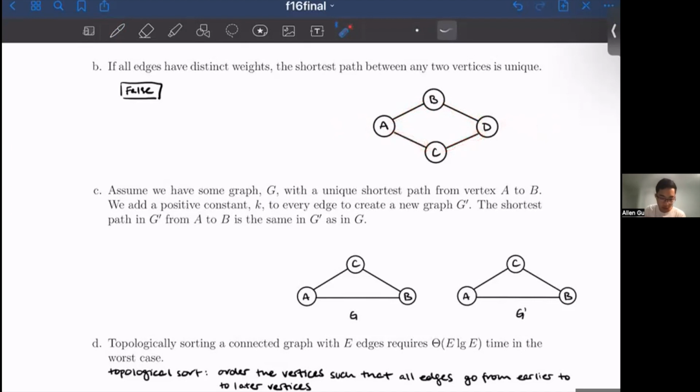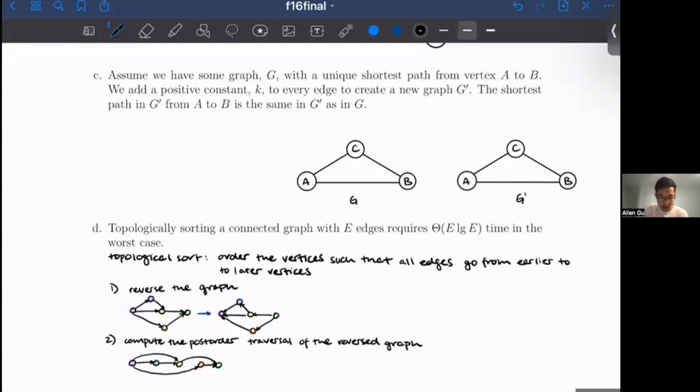Let's try to find a combination of edges with distinct weights such that the shortest path can be either of these 2 paths, here or here. We can try a couple of numbers, but we'll find that one example that works is setting these to 1 and 4, and then these to 2 and 3. Because if we take a look at the path length for either of these paths, they're both 5, so either of them is considered the shortest path.